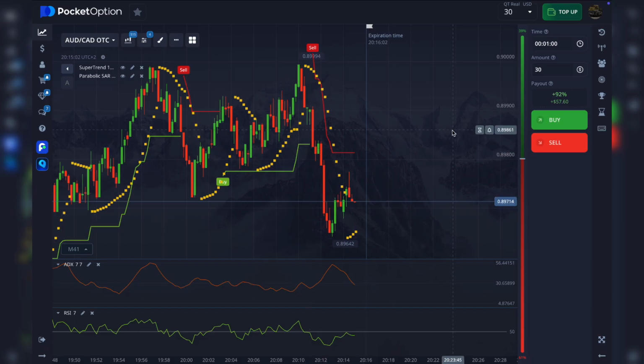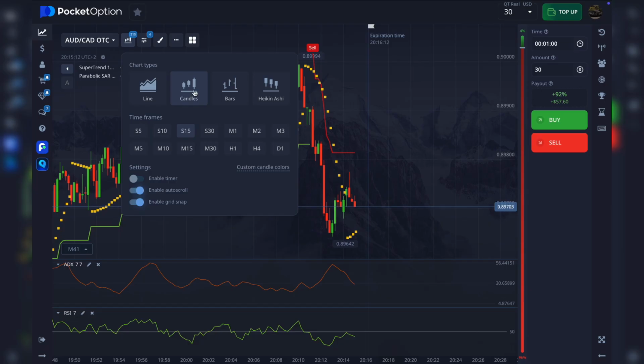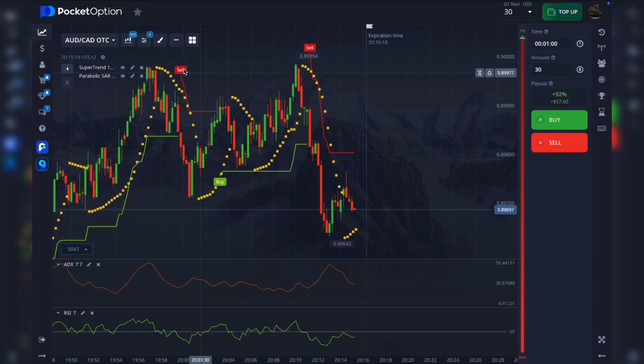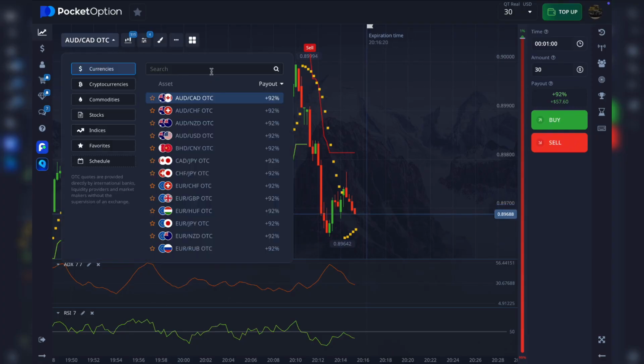Okay, now we need to set expiration time to 1 minute, because we will open only 1 minute trades here right now. Then we need to set candles chart type, and also we will use 15 seconds time frame. It is very important to get clear signals for 1 minute. And the final step, we need to choose the asset.